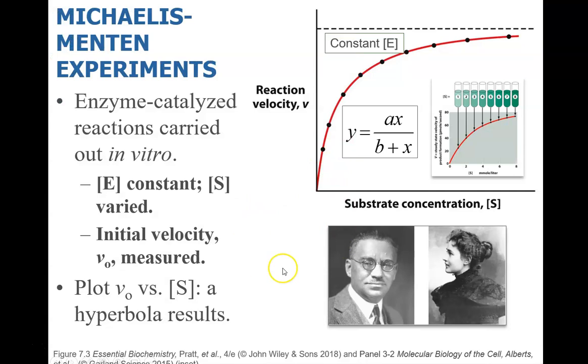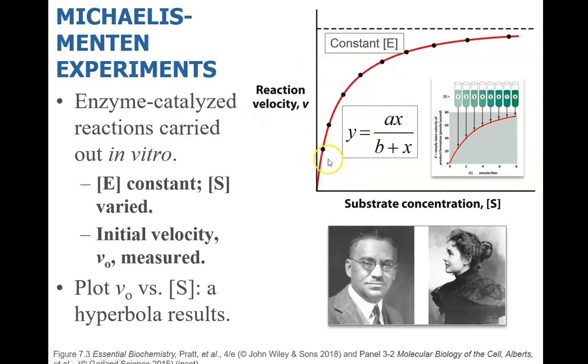So I'm going to describe the work of Michaelis and Menten. So this is Michaelis and this is Menten, and they worked together on enzyme catalyzed reactions. And this was back before they even really knew anything about enzyme structure. So what they did is they chose an enzyme catalyzed reaction in which the product had a color to it. So you can measure the reaction velocity by seeing how fast the colored product forms.